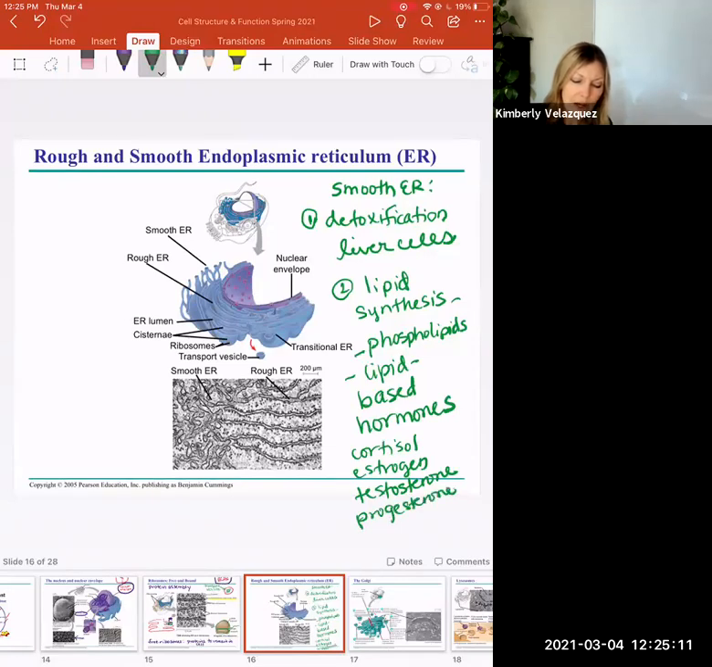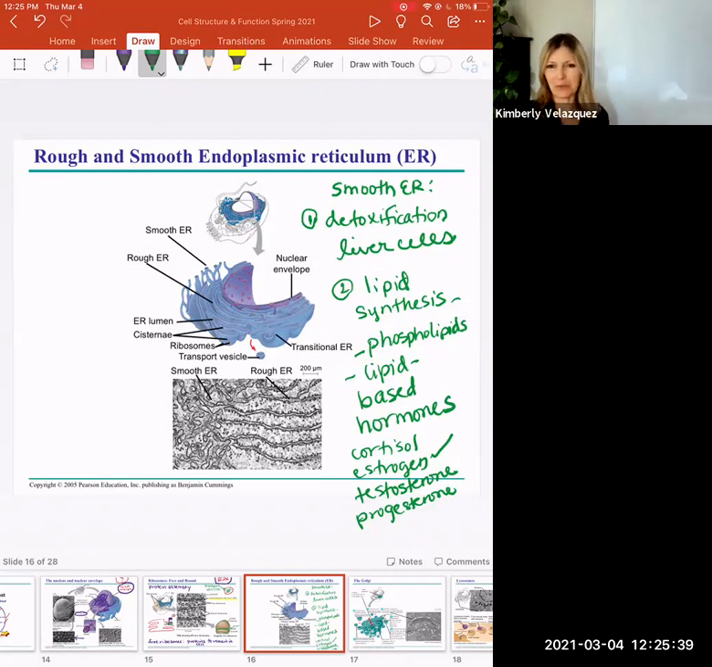Okay, so cells of the ovaries that make estrogen would be packed full of smooth ER. Whatever that cell's job is, it's going to have a lot of that organelle to perform that job. Cells of the testes that make testosterone would be packed full of smooth ER.